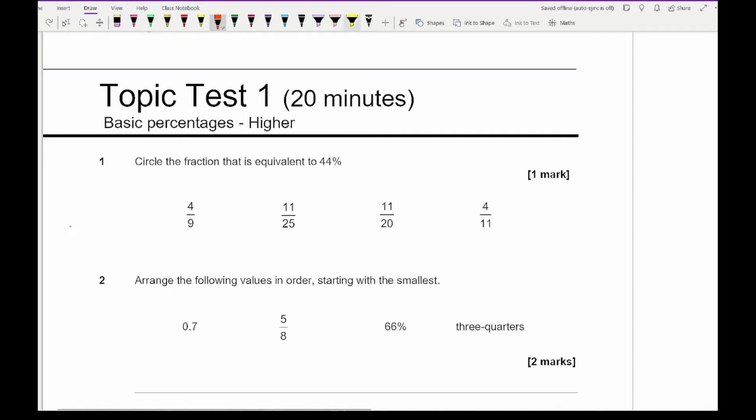So for this particular question, we need to convert 44% into a fraction simply because our four options are fractions. So 44% is 44 over 100, which then simplifies to be 22 over 50, which isn't present, which is 11 over 25, which is present, so it's our second option.